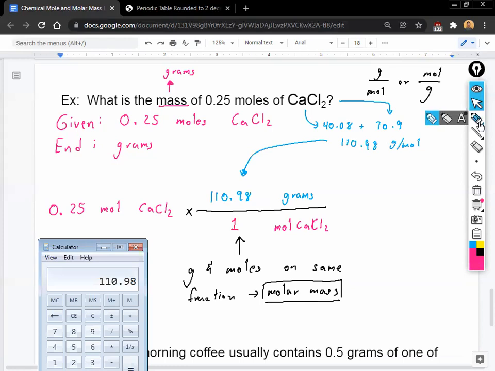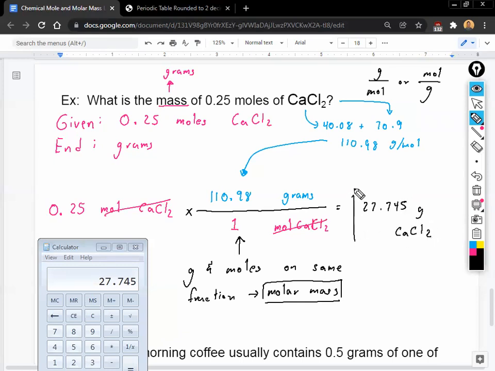Okay, and then from there, we can just do our math. The moles will cancel out. We have grams left over. Remember the math: we multiply the numbers on the top and then divide by the bottom. So all we need to do is 0.25 times 110.98, and that's going to give you 27.745 grams of CaCl2.